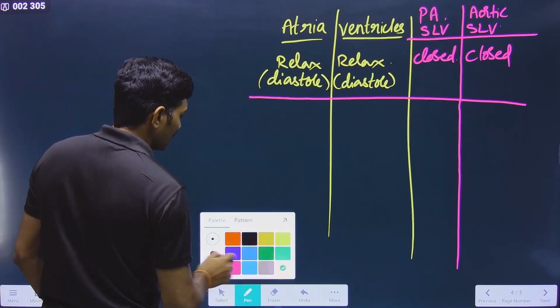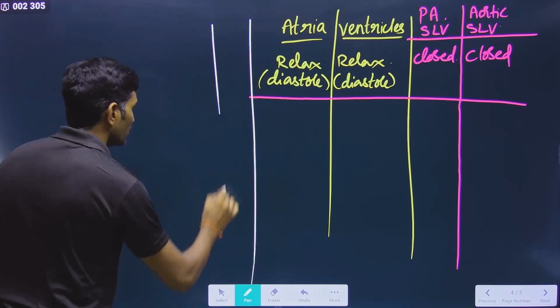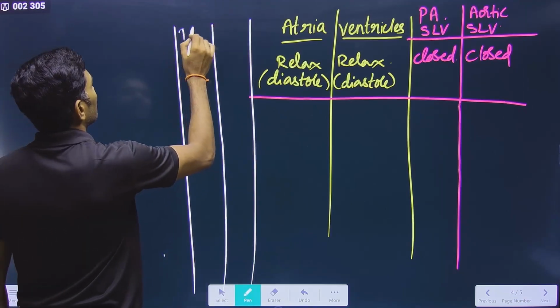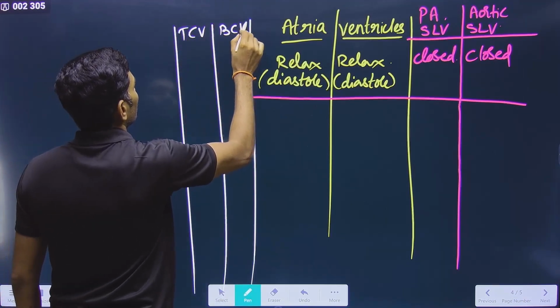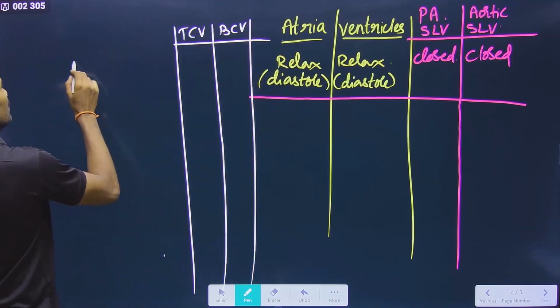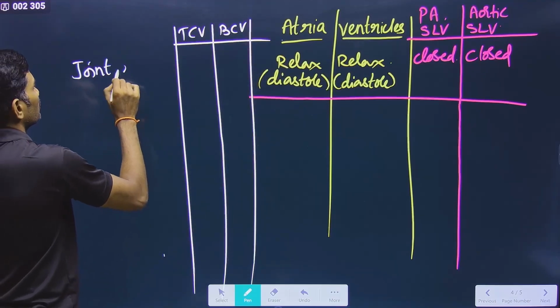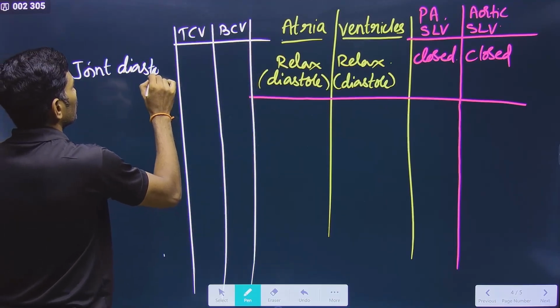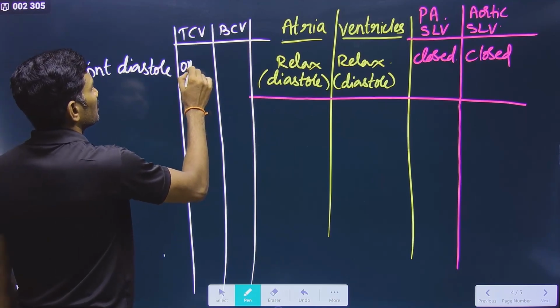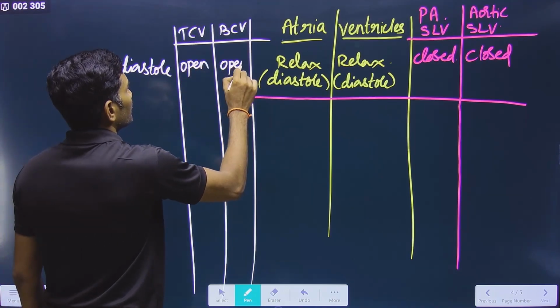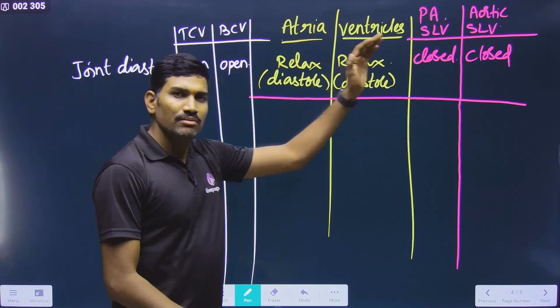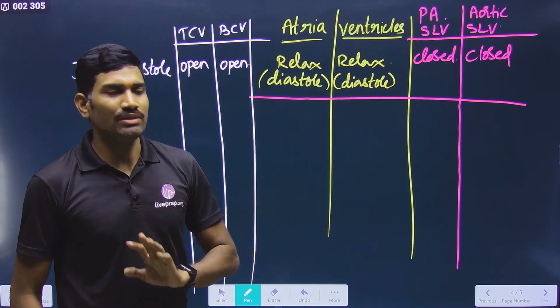So let me add these two also. Okay, tricuspid valve, bicuspid valve. This also let us add. And first we are talking about the joint diastole. During joint diastole, tricuspid valve is open, bicuspid valve is open. That's why blood from atria is coming into ventricle.